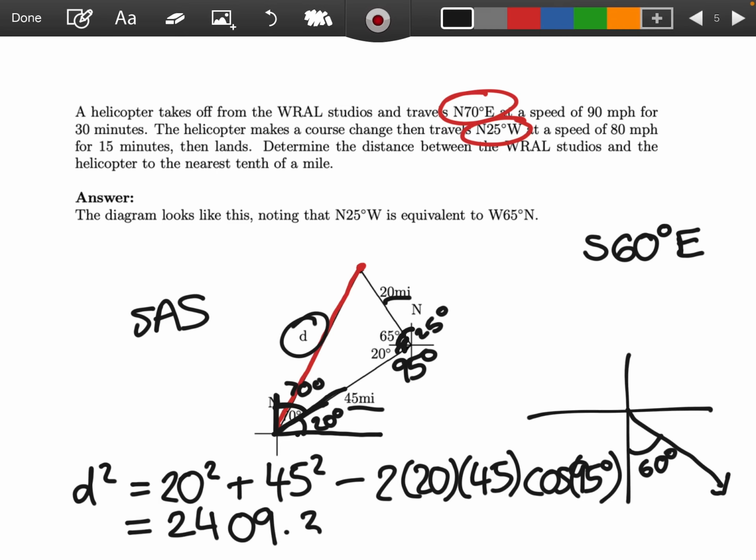When you work that out, you should get roughly 2,409.312, and then we can just square root that to find d. So d is going to be roughly 49.1 miles.